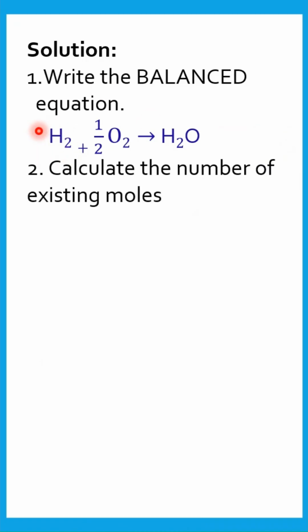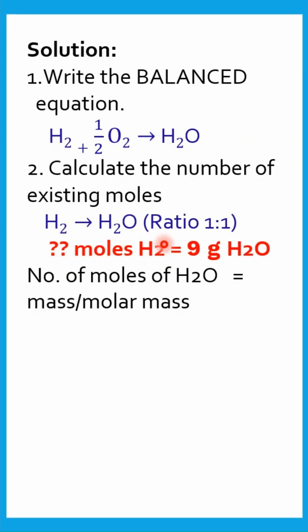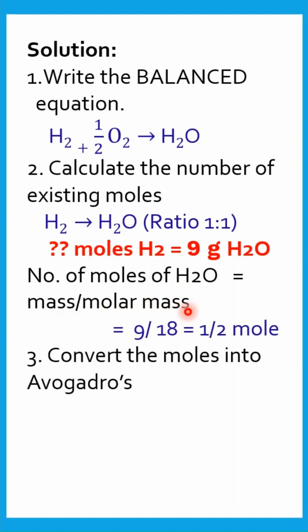So this is a balanced equation. Every 1 mole of hydrogen gives 1 mole of water. So we have a 1-to-1 ratio. How many moles of hydrogen will give 9 grams of water? The number of moles of water equals the mass divided by the molar mass. The mass is 9 and the molar mass is 18.